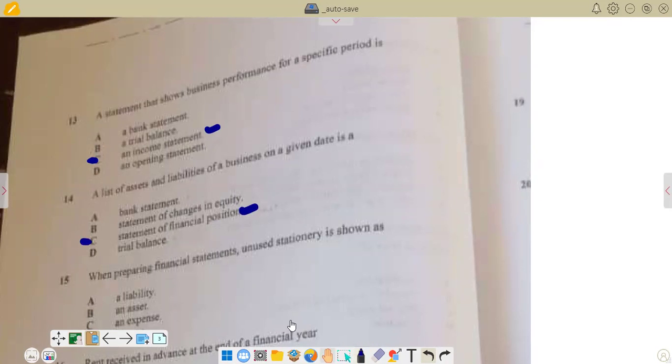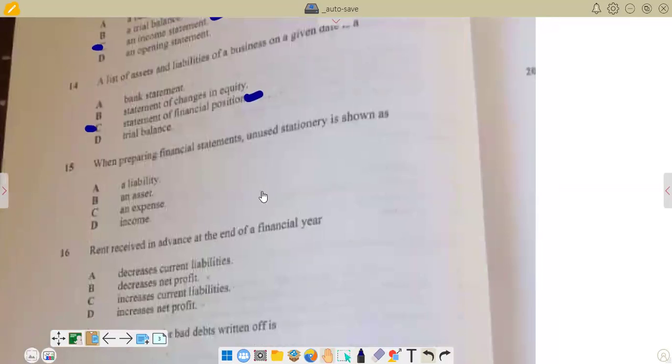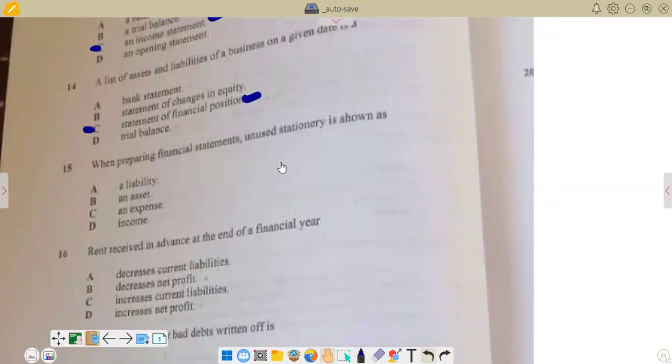Then we can move on to the next, which is number 15. When preparing financial statements, unused stationery is shown as... I remember unused stationery at the end of the financial period is an asset, but stationery that has been used during that period is an expense. So this is what we have. So we have got B as the most appropriate on number 15 there.